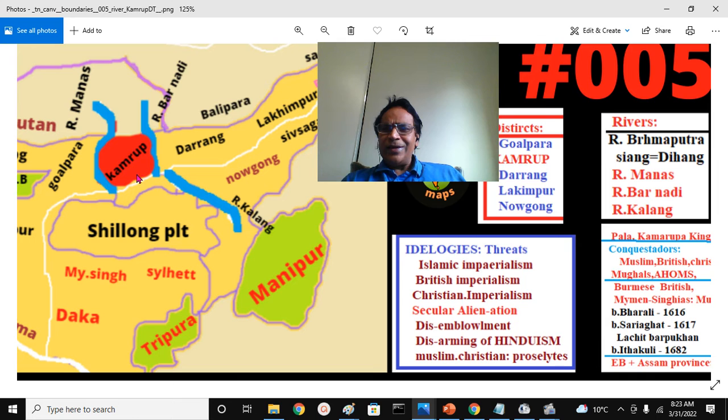Saraighat is essentially a suburban region of the Gauhati area today. Then finally, the Ahoms, the local rulers, defeated the Mughals at the Battle of Ithakuli, 1682. That is 2 years after the death of Shivaji Chhatrapati.